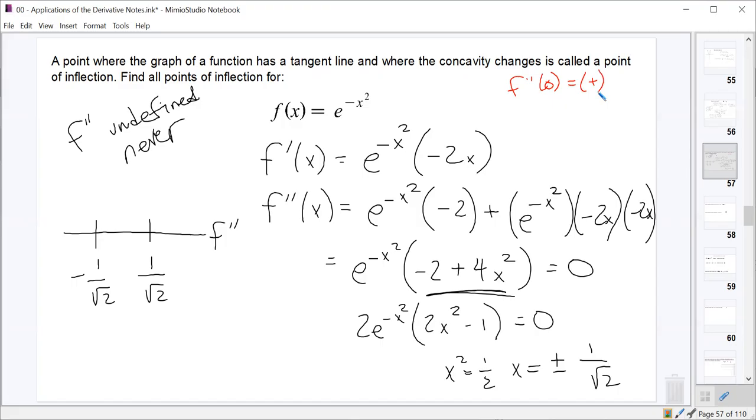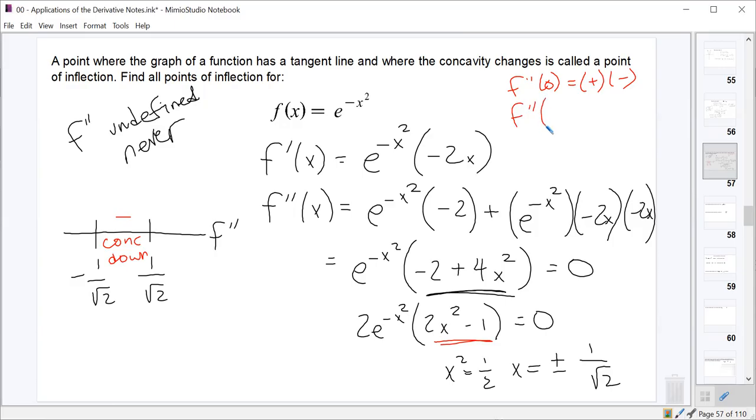And 0 squared times 2 is 0, minus 1 is a negative number. Positive times a negative gives us a negative, telling us this is concave down on that. And then we'll plug in something more than 1 over root 2, like, well, I don't know, 1,000,000.